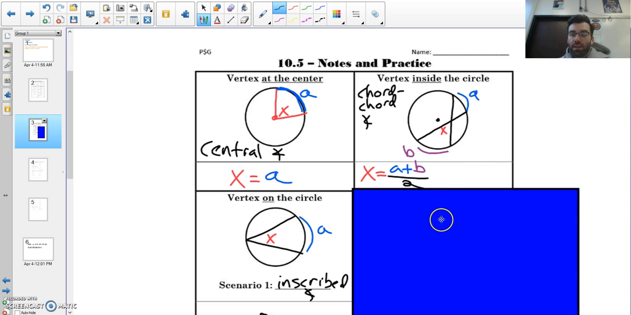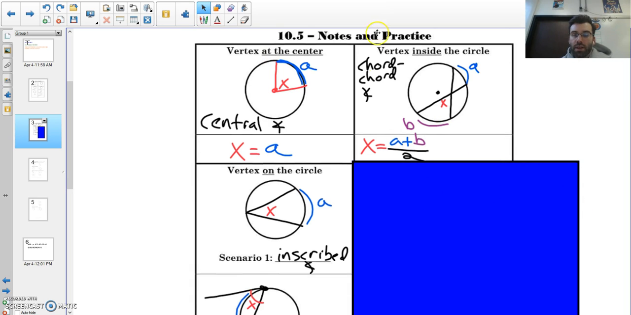Next instance, when the vertex is kind of floating inside the circle, you do A plus B divided by 2 to get X. A plus B divided by 2 for X. That is a chord-chord angle. Remember, chords can go through the diameter as well.